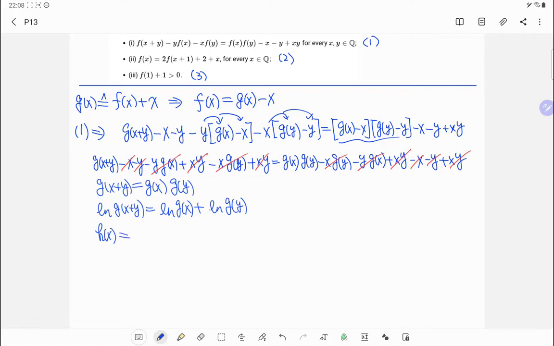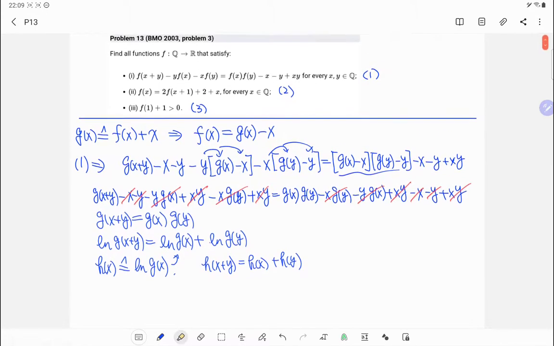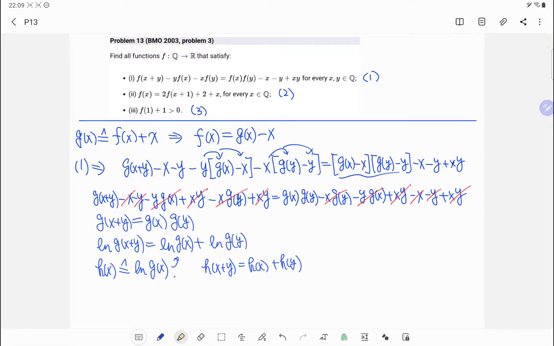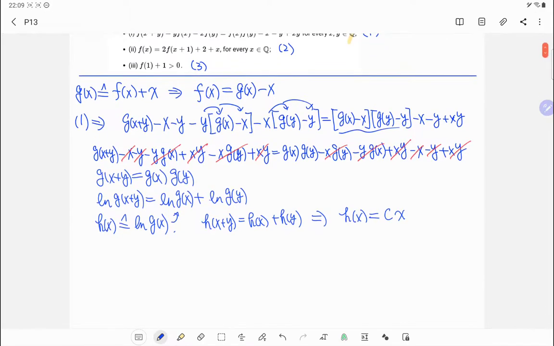Now we can define h(x) to be ln g(x), so that this equation becomes h(x+y) = h(x) + h(y). Then we can clearly see that h(x) is the solution to the Cauchy equation. And the domain of this function is the rational numbers, so we don't need the condition of continuity, monotonicity, something like that. So we can quickly see that h(x) should be c times x, where c is a constant, which is h(1).